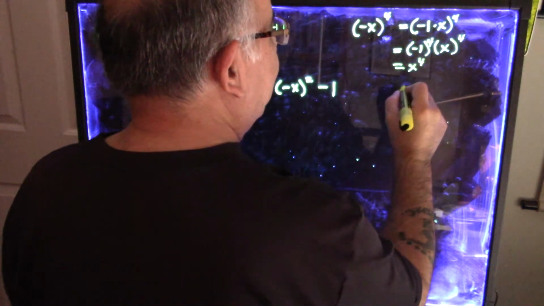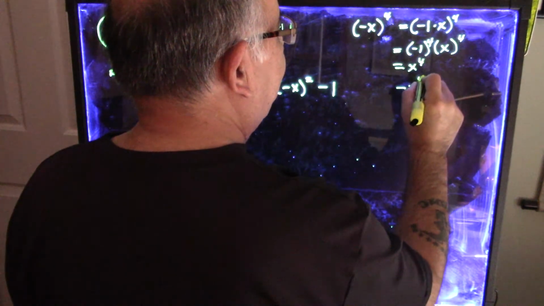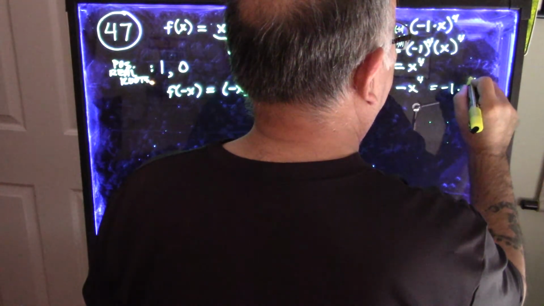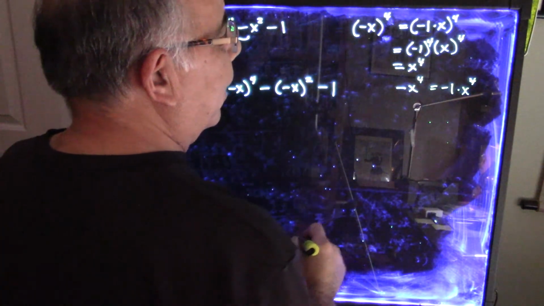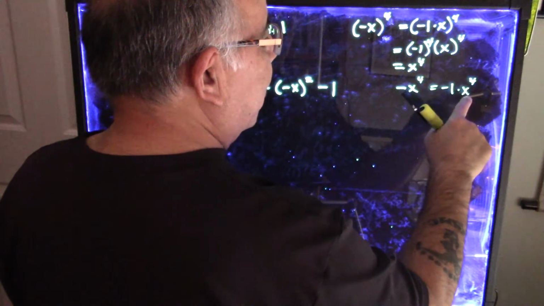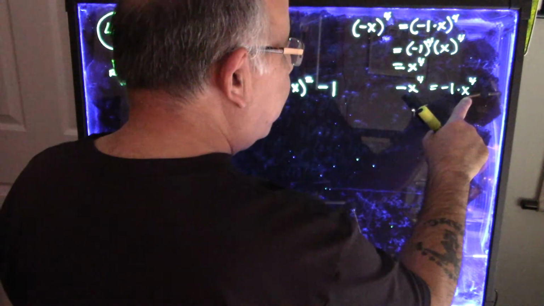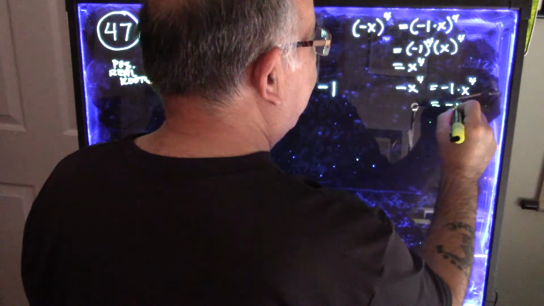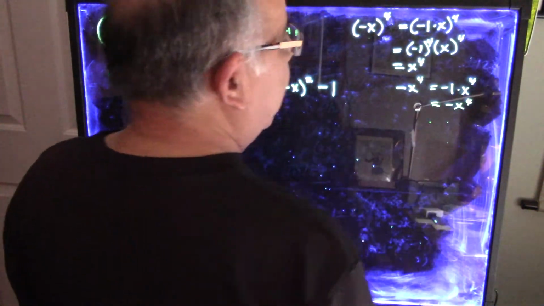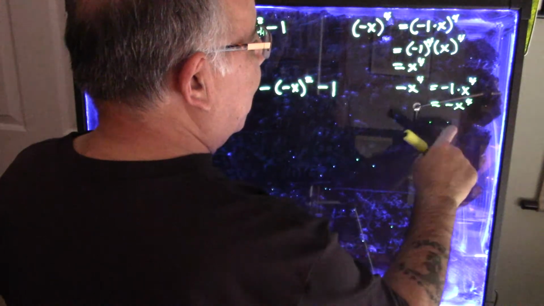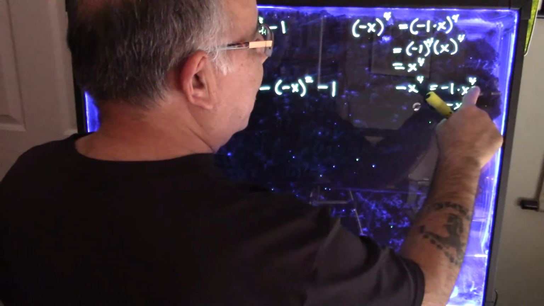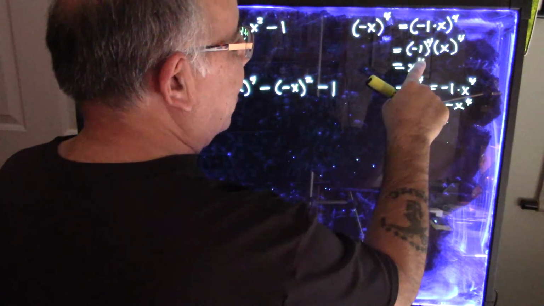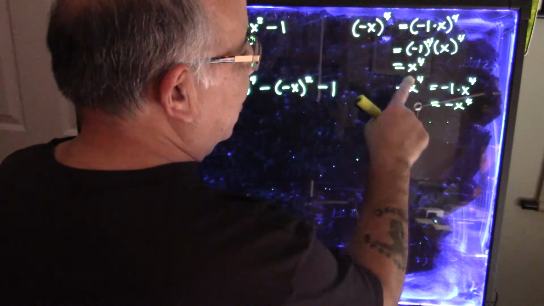But what is this? Negative x to the fourth without the parentheses. That equals negative 1 times x to the fourth. And by order of operations, you do the power first, and then you multiply. So it's just going to equal negative x to the fourth. And so that 4 does not apply to the negative 1 because of order of operations. But when I write it like this, it does. So notice the difference.